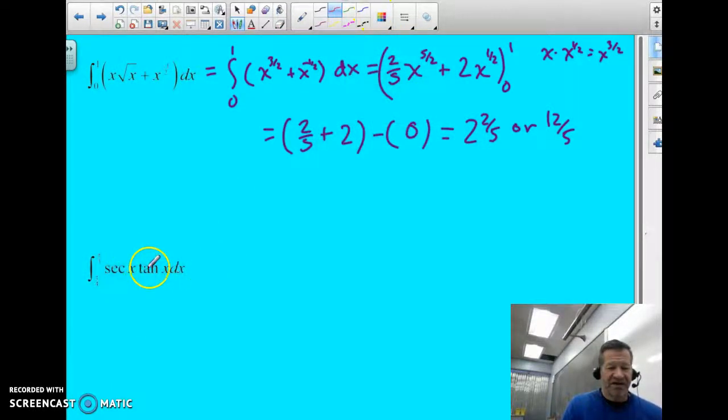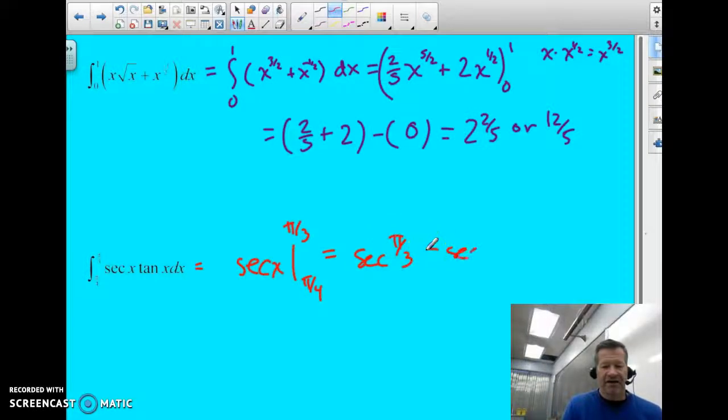Here we go, secant tangent. Now this is not a process. This is, hey, I know that. That's a derivative of secant. So the antiderivative would be secant x from pi over 4 to pi over 3. Substituting, I get the secant of pi over 3 minus the secant of pi over 4.